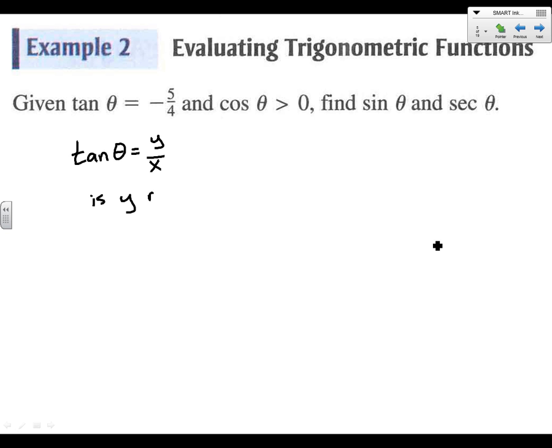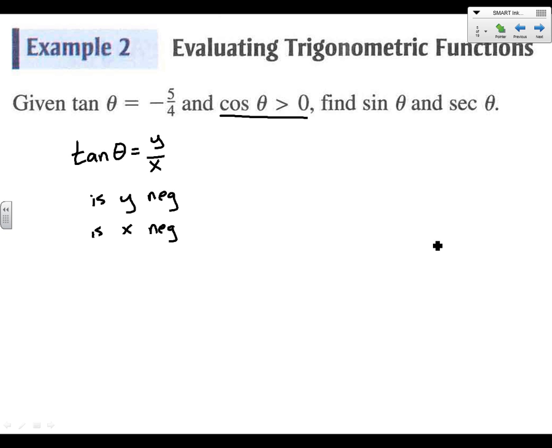Is y negative? Or is x negative? Only one of them can be negative because we have a -5 over 4. It's either -5 for y or -4 for x. Well, the answer comes from this thing here. They tell us a clue. Cosine theta is greater than 0.